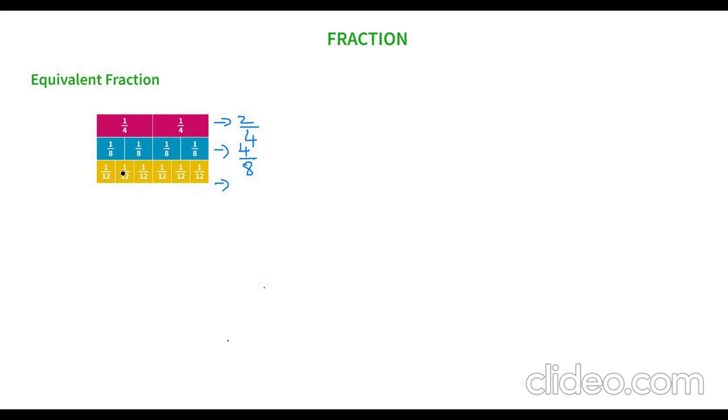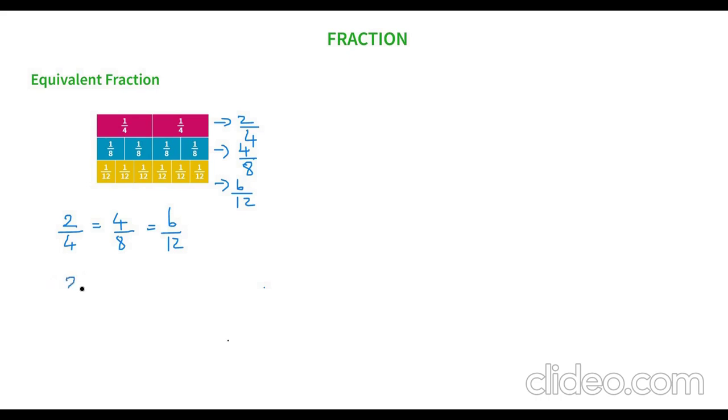Here we have 1, 2, 3, 4, 5, 6. Here we have 6 out of 12. So by seeing the picture, you can see all these three are equal. Now by looking at the picture, I can tell it is like 2 by 4 is equal to 4 by 8, and this is also equal to 6 by 12. So looking at a picture, we can easily tell which are the equivalent fraction. But when the pictures are not given, how do we find an equivalent fraction?